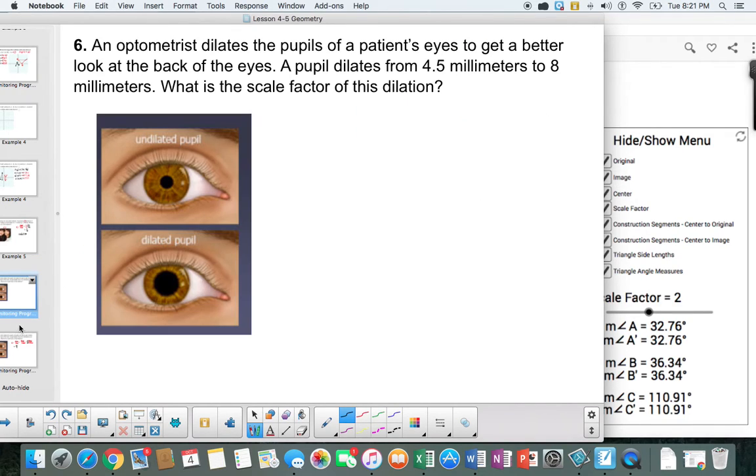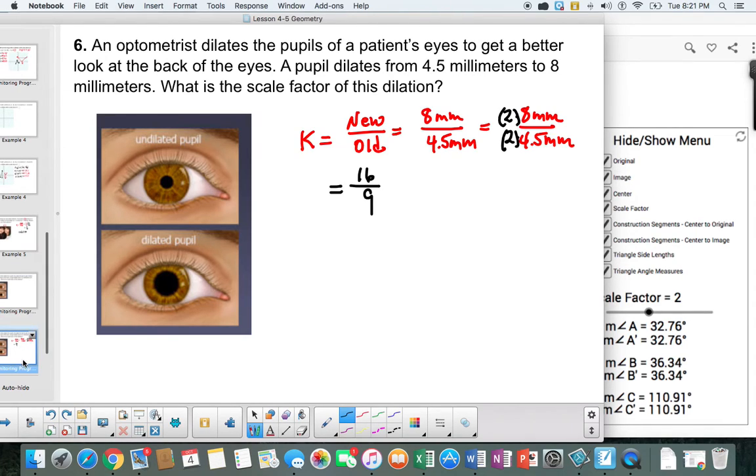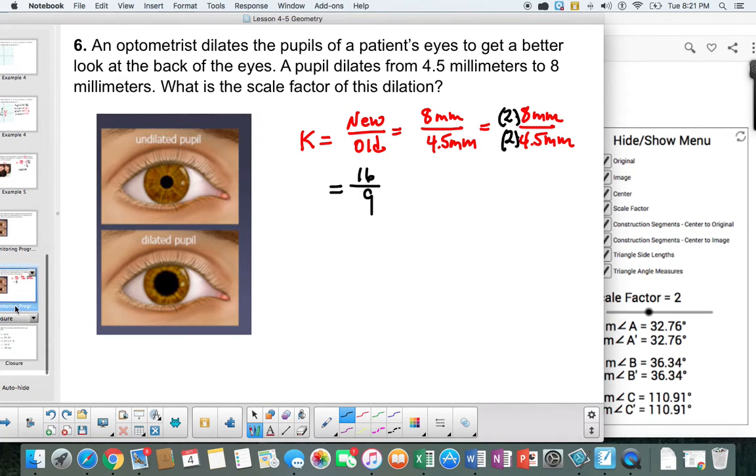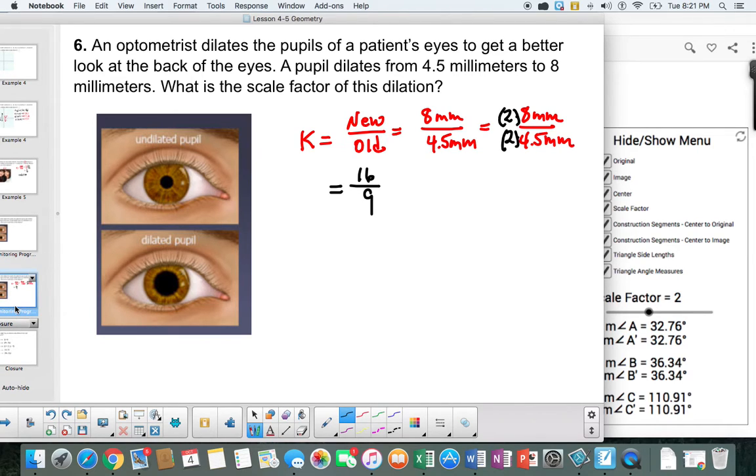All right, your turn. Go ahead and see if you can find the scale factor for this dilation. And here's the answer. New divided by old, we're taking the numbers that they gave us, the new divided by the old. That's an awkward way to write the ratio, so I times by 2, and I got 16 over 9.